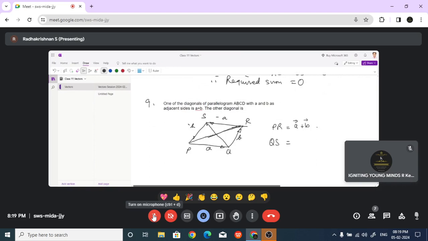So you can see that A plus QS. You don't have to even mug up anything. So just by looking at it, you can say A plus QS is equal to B. Okay. PS is B, right? Therefore, QS, the other diagonal is B minus A.